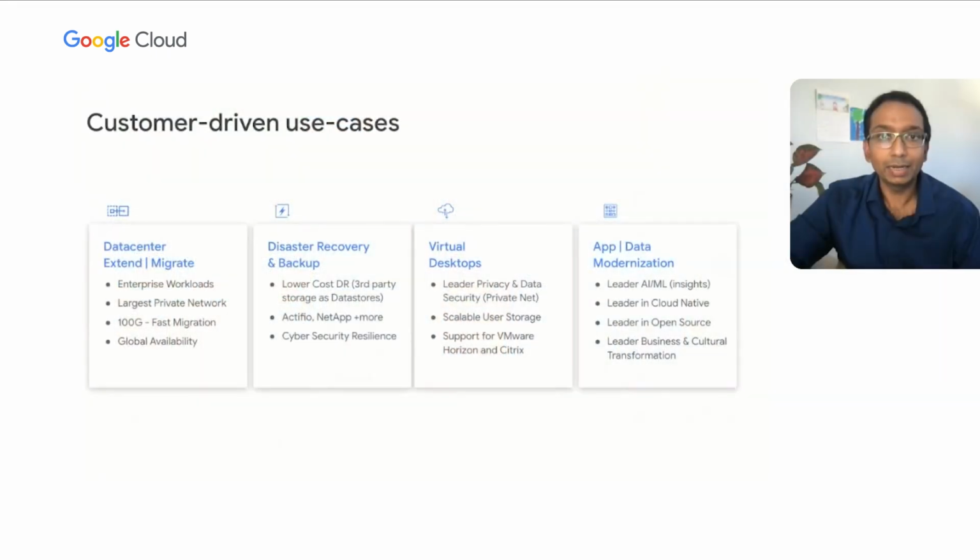Let us look at some of the key use cases of Google Cloud VMware Engine. Customers that want to migrate their entire data centers to the cloud due to events such as data center exits, mergers, acquisitions, or those that just want to extend their data center to add capacity in the cloud can invest in Google Cloud VMware Engine. It is completely consistent with the on premises environment. We simplify the networking and provide the service globally.